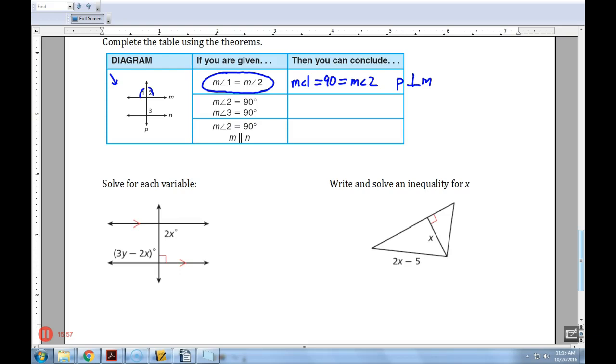All right, second part here. What if, so we get rid of that, what if the measure of angle 2 and the measure of angle 3 equal 90?